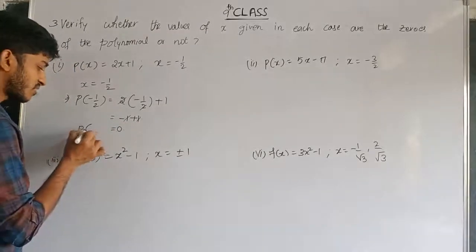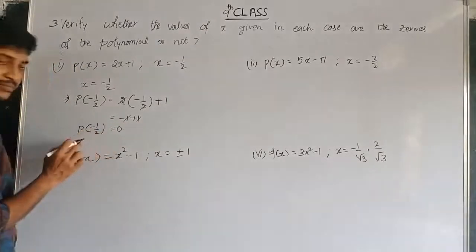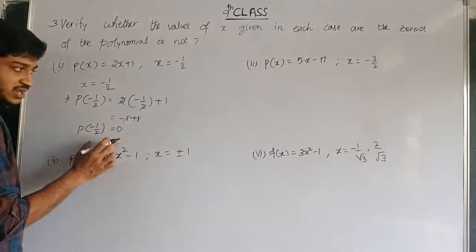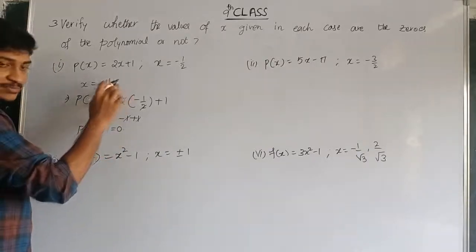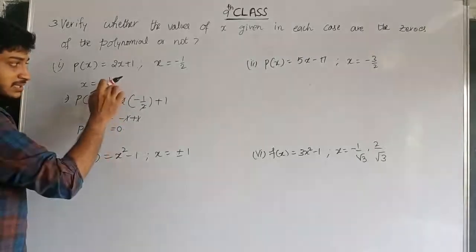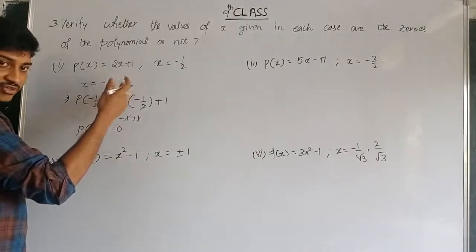P of minus 1 by 2 equal to 0 means what? At x equal to minus 1 by 2, p of x equal to 0. Then this value is the zero of the polynomial.